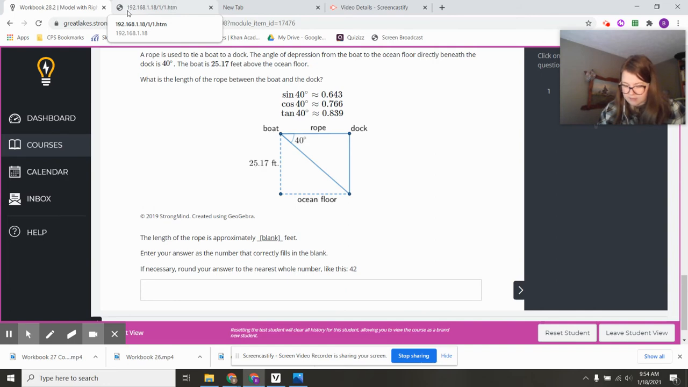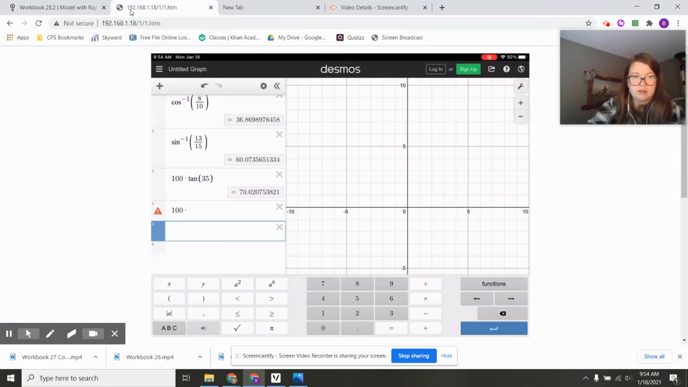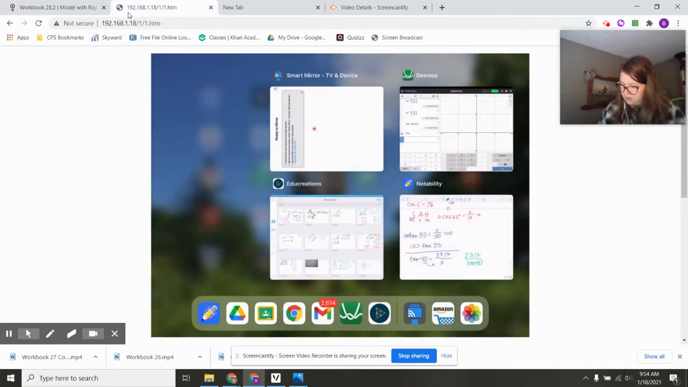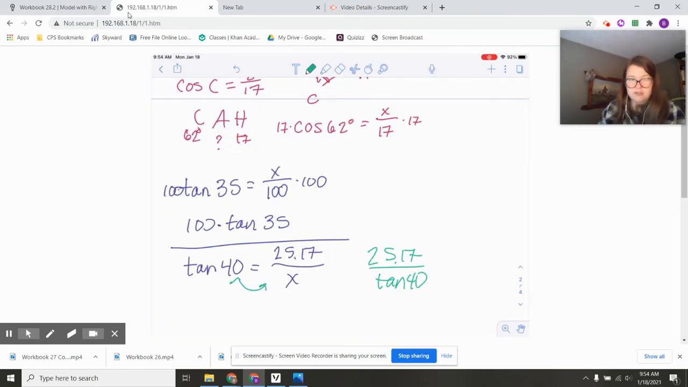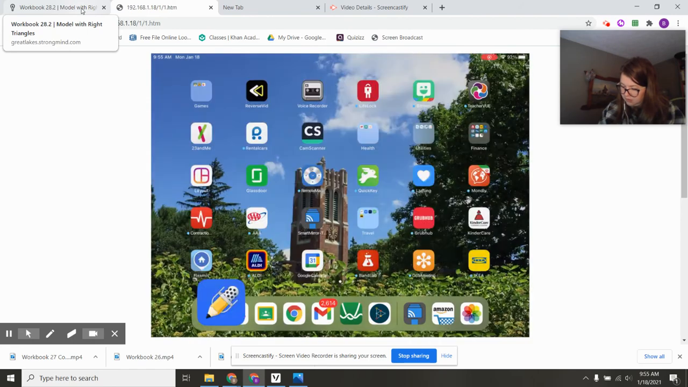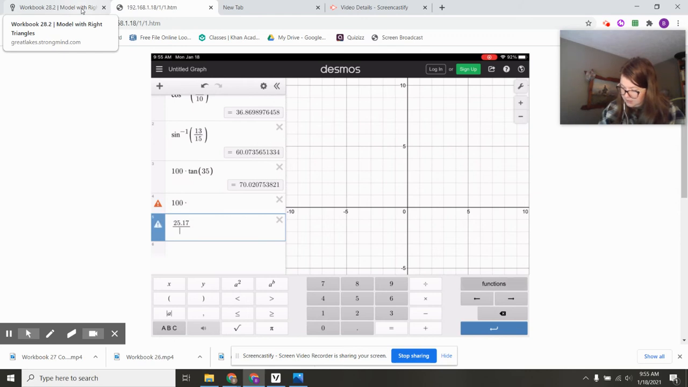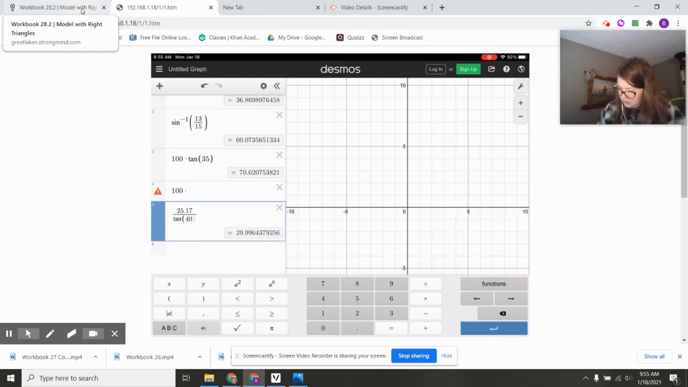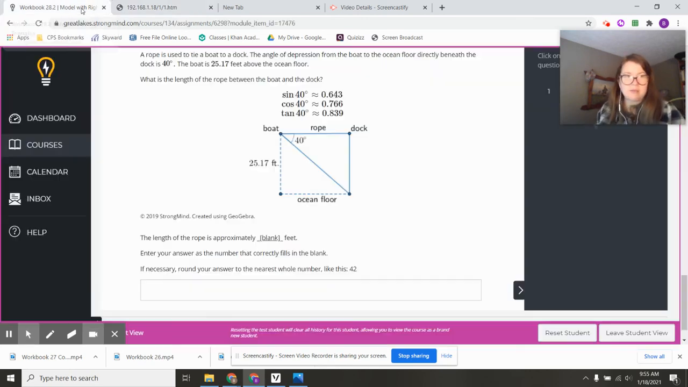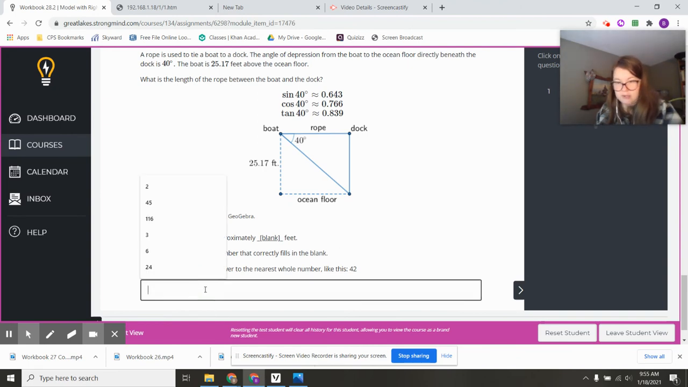So we have in the calculator. Okay, so let me go back and show you what I put here. So 25.17 divided by the tangent of 40. So coming back into the calculator, 25.17 divided by the tangent of 40. And make sure it's in degrees. It is. So 29.996. Coming back in here, I can see that that would have to just be a whole number. So that would be 30.